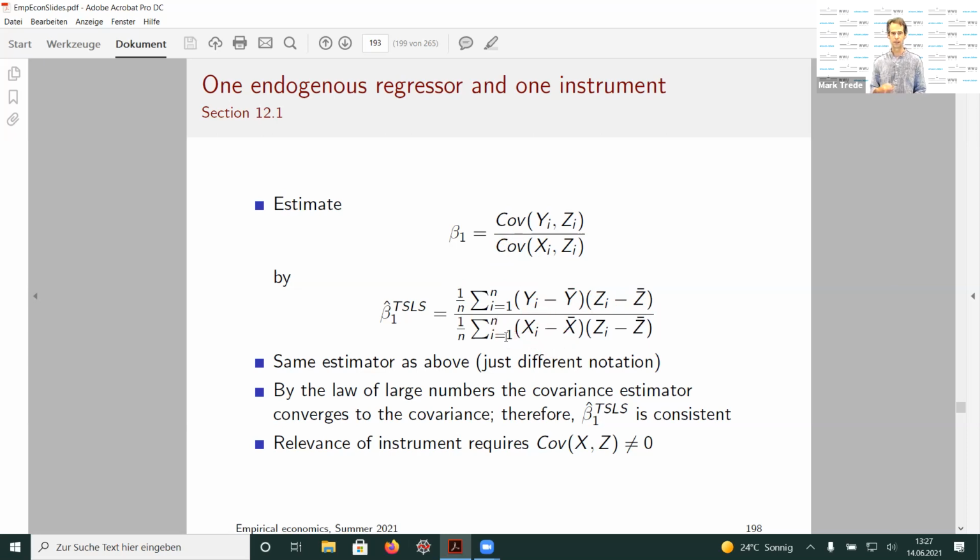Okay. So if we have a simple linear regression of y on one regressor variable x, and if we have one instrument which satisfies the relevance condition, that the covariance between x and z is non-zero, and the exogeneity condition, that the covariance between the instrument and the error term is 0. If we have that, then we can estimate the slope coefficient consistently by dividing the covariance of y and z by the covariance of x and z.